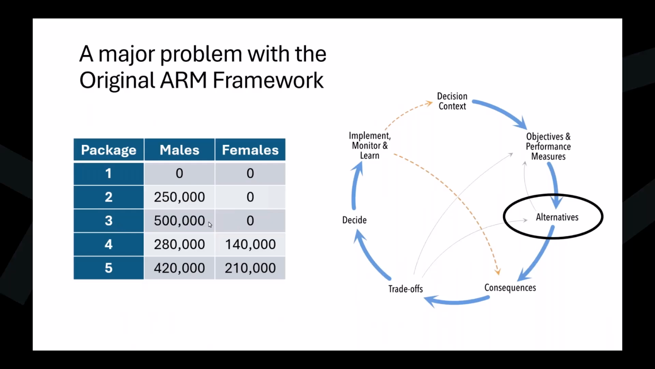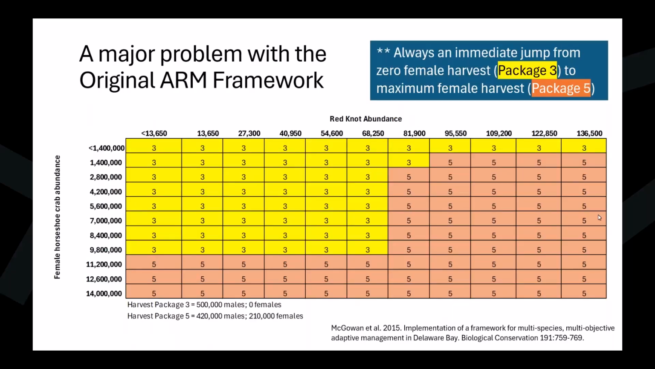So these are the alternatives that we implement, and then we test those out in the reward functions with the utility curves to identify the best harvest strategy. What that ended up leading to under that old system, I believe is shown on the next slide, is basically an all or nothing harvest strategy where we effectively were harvesting 500,000 male onlys right up until we hit that threshold, and then it switched immediately to the full harvest of 210,000 females and 420 or so thousand males.